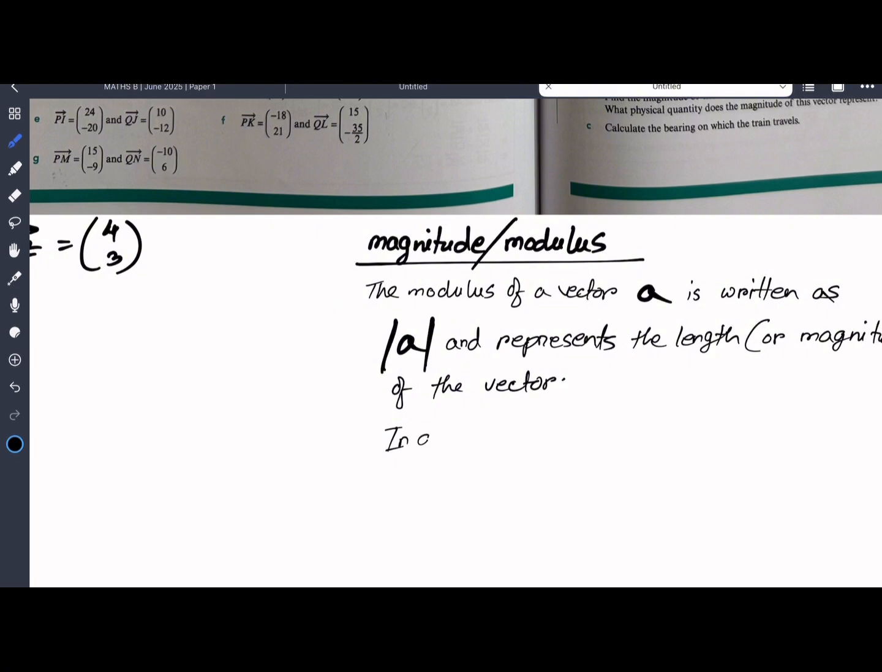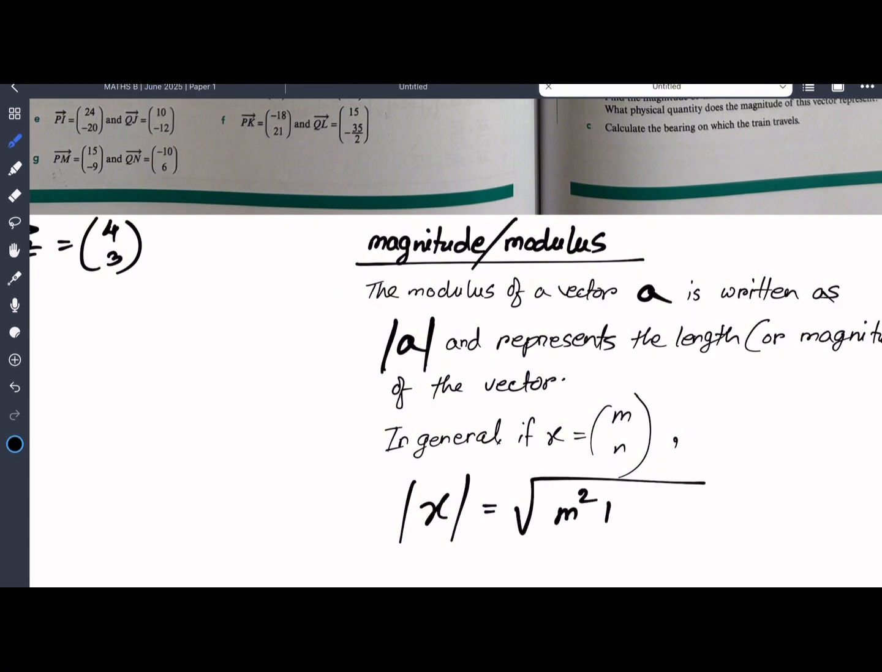So how can we find this? In general, if x is equal to the column vector (m, n), where m is the horizontal component and n is the vertical component, we can find it like this: the modulus of x is equal to root over m square plus n square. So this is our formula.